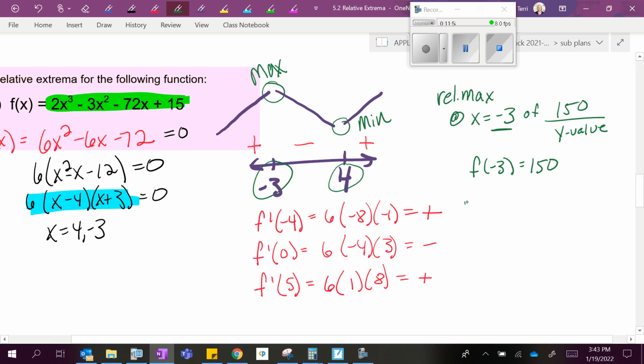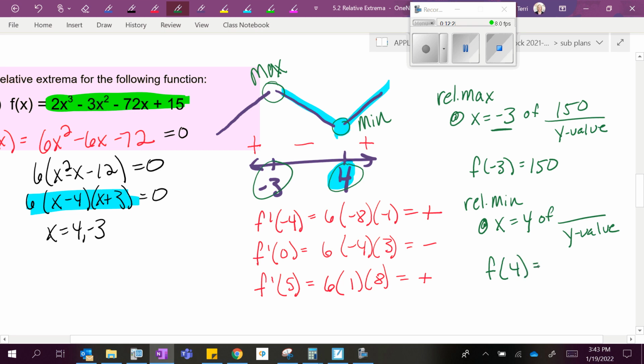I have a relative min at x equals +4, right? Because it was decreasing and then increasing. So that's a relative min at x equals 4 of, again, my "of" is the actual y value that the function is hitting at 4. So I would again plug 4 into my original equation. And when I do that, I would get -193.